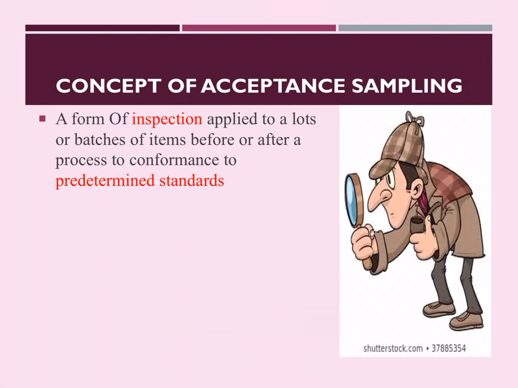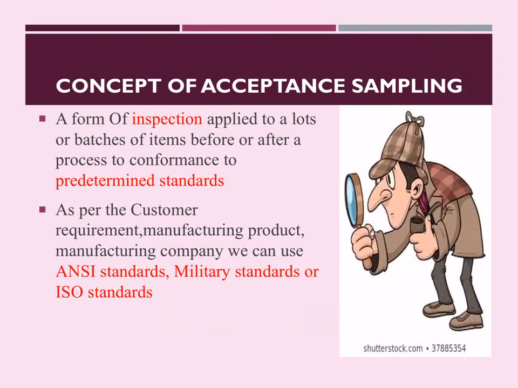Acceptance sampling is a form of inspection applied to lots or batches of items before or after a process to conform to predetermined standards. What does it mean? After the process, the product is inspected as per the predetermined standard, then a decision is taken whether to accept the lot or to reject the lot. As per the customer requirement, the manufacturing company can use ANSI standards, military standards, and ISO standards for inspection of these lots.